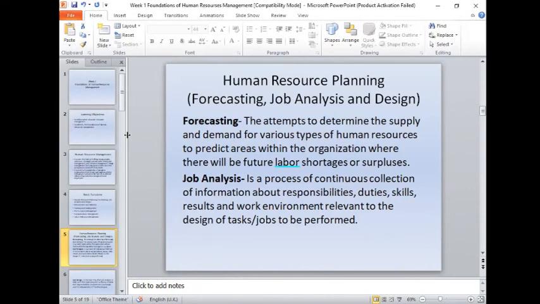Because if the business or the organization earns a lot of profit because of the productive manpower, and the business is growing, then there will be a need for additional manpower because the business is becoming bigger and needs extended offices or extended jobs. So we are in need of manpower. That's why we forecast. Okay?